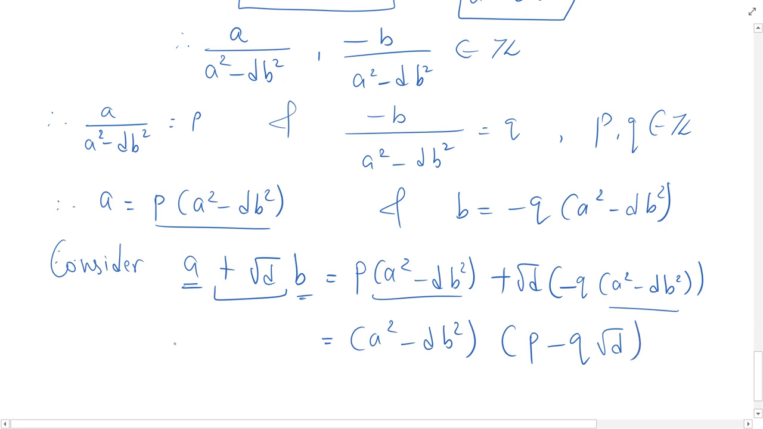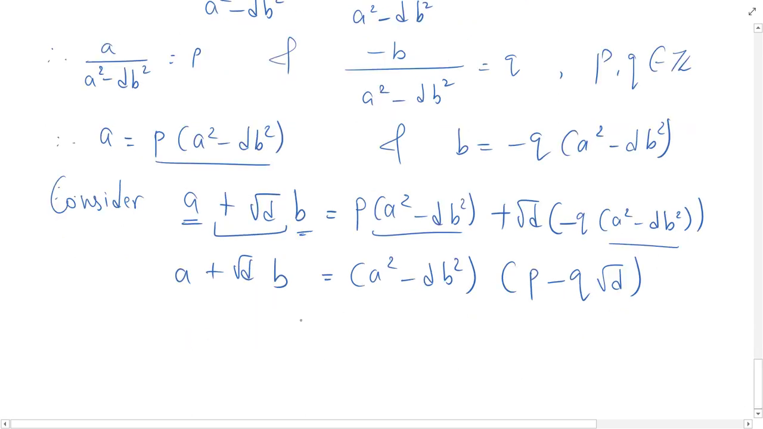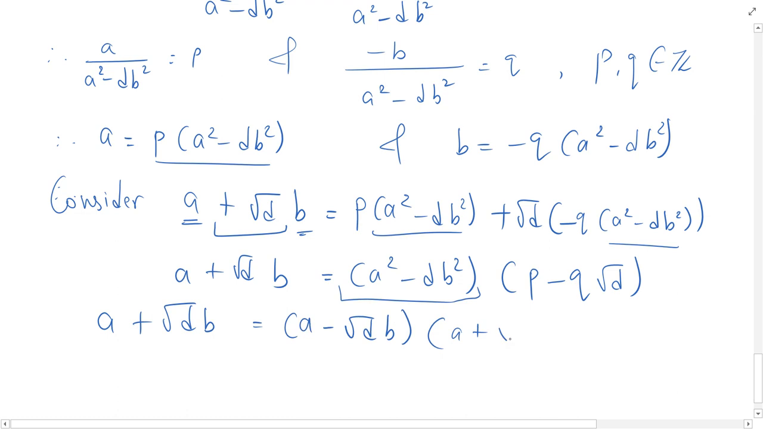Okay, since you are BSc second-year students, I don't need to explain such small steps, but if you have any difficulty, just let me know in the comment section. Okay, now I will use the a squared minus b squared formula over here, so it is a minus root d b, a plus root d b, times p minus q root d.